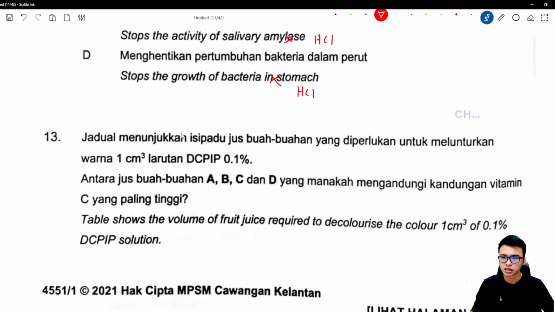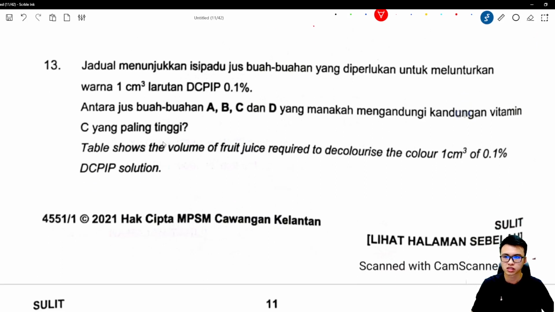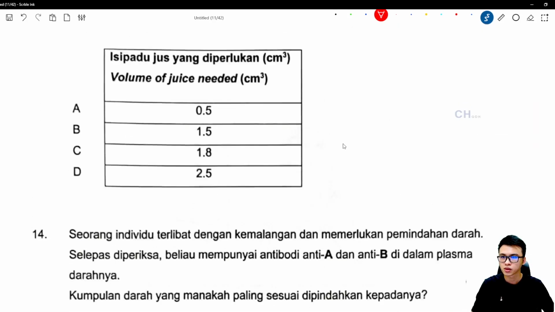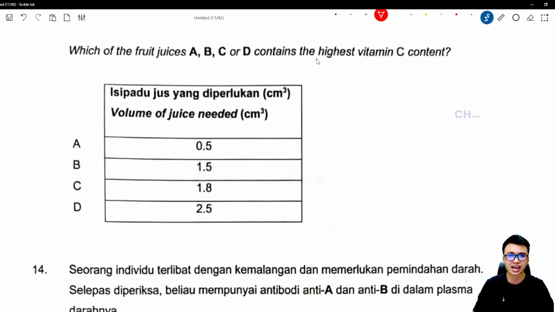Question 13. The table shows the volume of fruit juice required to decolorize 1 cm³ of 0.1% DCPIP solution. So which of the fruit juices contains the highest vitamin C? When we do the DCPIP test, the lesser the volume of fruit juice needed, the higher the percentage of vitamin C contained in the fruit juice. So we want to find the smallest number here, which is 0.5. So this will be the answer.